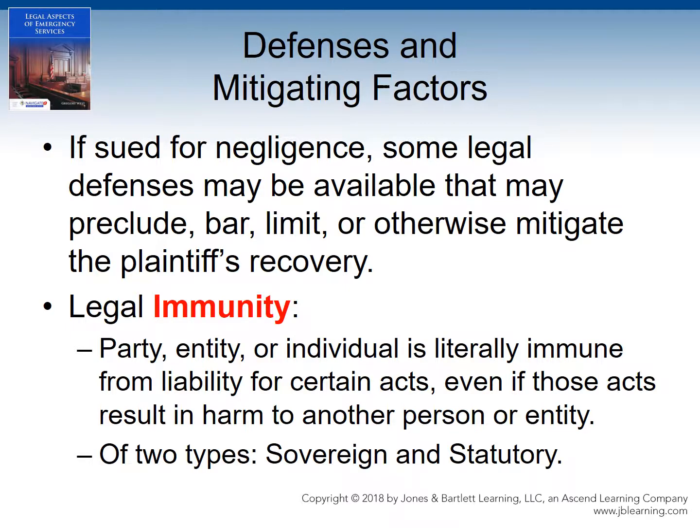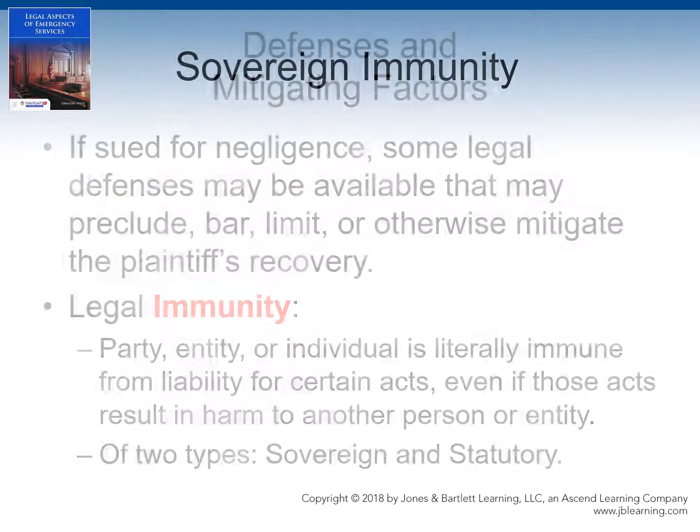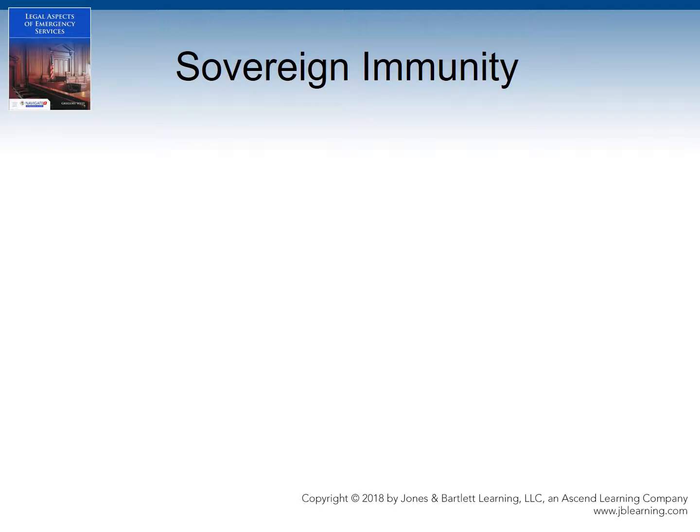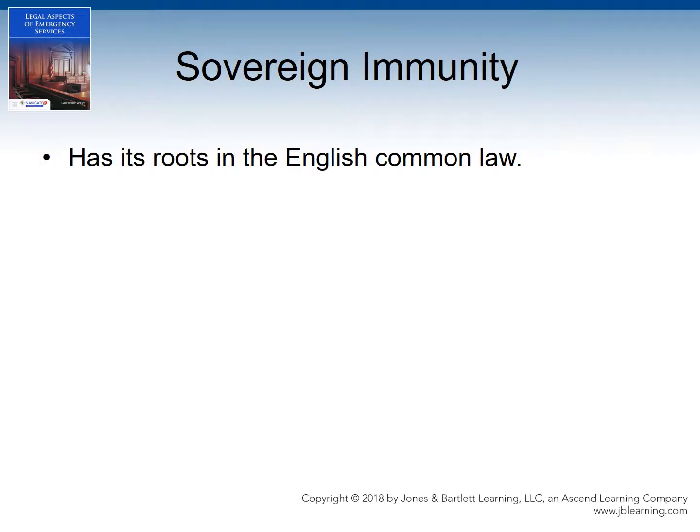There are two types of legal immunity that may apply for governmental agencies: sovereign and statutory immunity. We will begin first with sovereign immunity, which has its roots in English common law. Essentially, back in the day, it was not possible to sue the king. When the United States was originally formed, this mentality carried over from English common law, and it was not possible to sue the government.